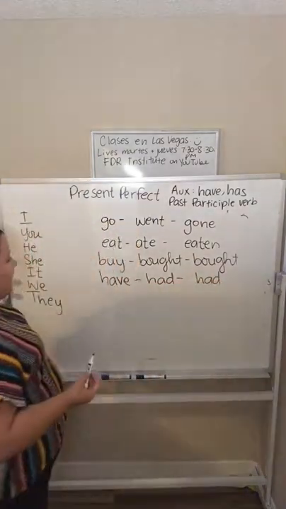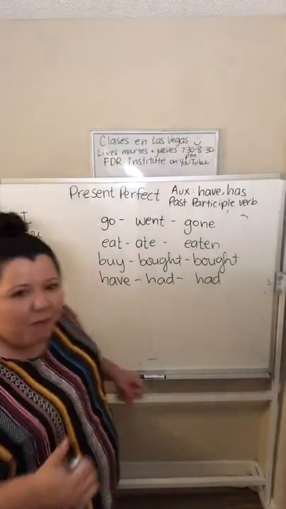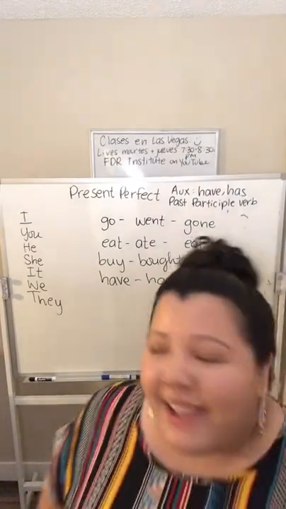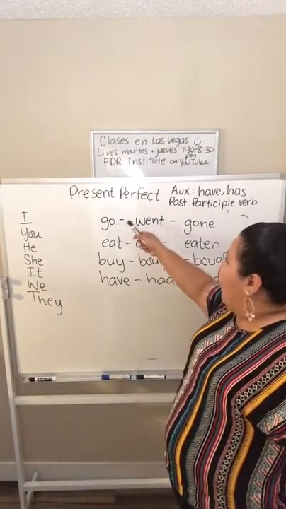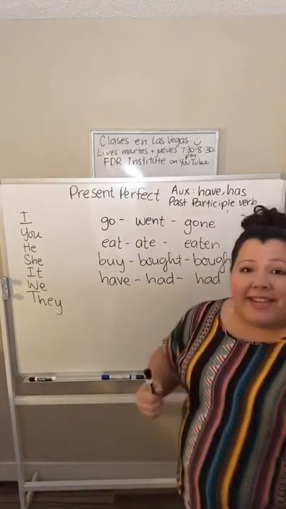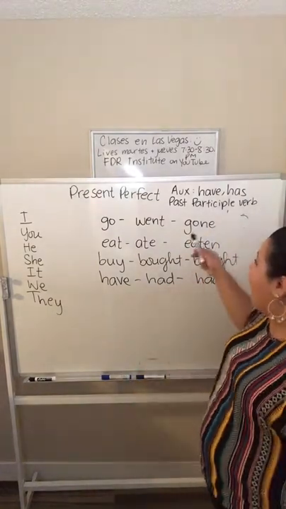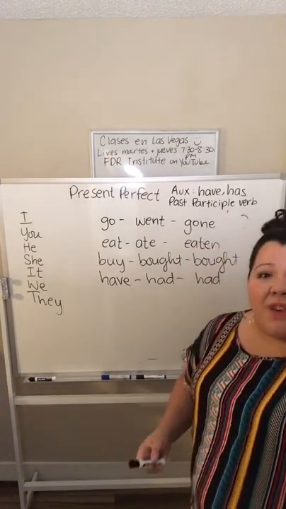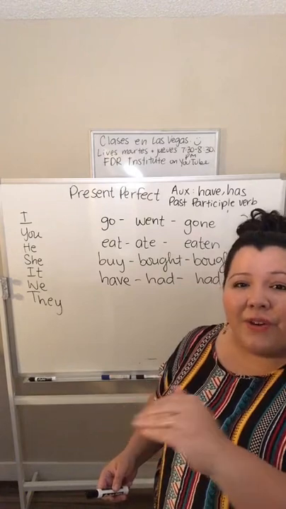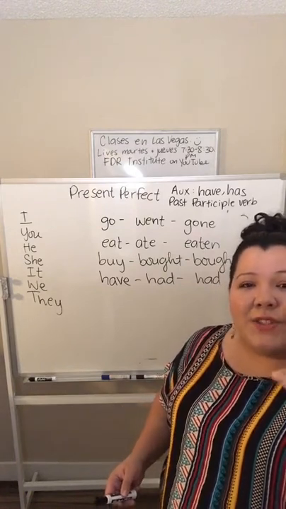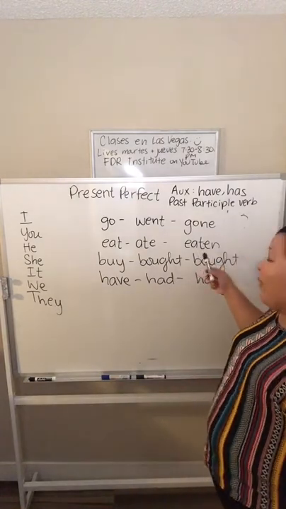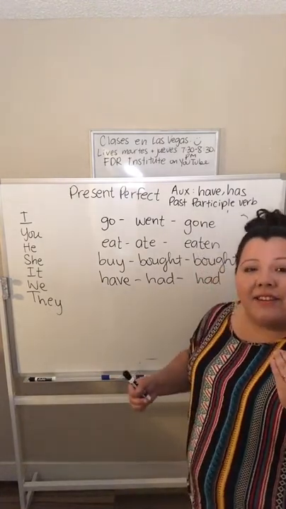So vamos a ver ahí unos ejemplos, ¿ok? Empecemos con estos poquitos primero. Just so that we have some ideas, ¿ok? Go, went, gone. Gone es el pasado participio. So si quiero decir he ido, I have gone. I have gone to New York. He has gone to Chicago. She has gone to Paris. Right? Ha ido.